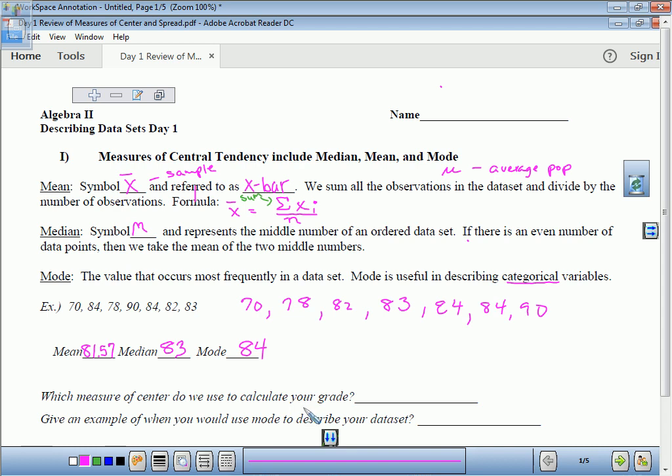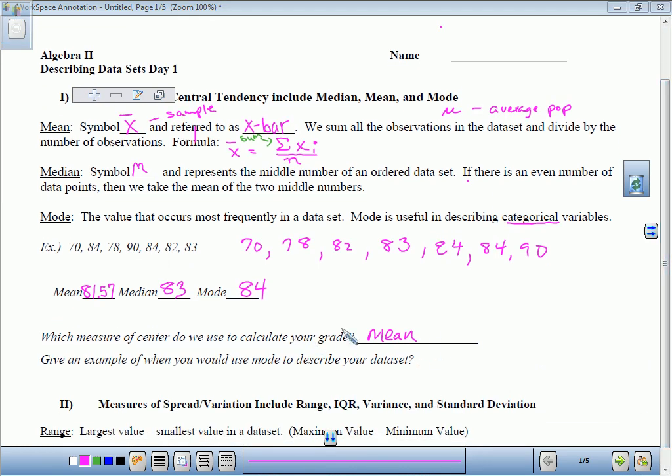Now, with your grade in this class, what do I do? I average, so I do the mean. Now, there are some teachers that drop your lowest grade, and then they do the mean. But in this case, we just do the mean. Now, give an example of when you would use the mode to describe a data set. That's when we would have some type of categories. It's usually when the data is categorized, or categorical.